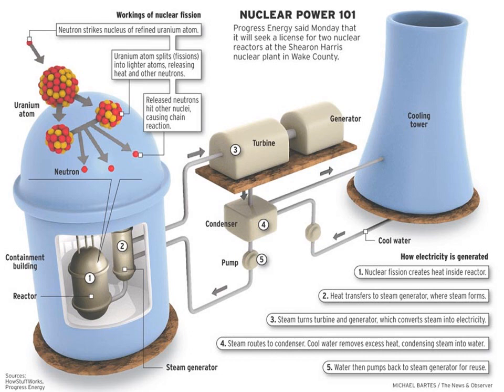Here we have a diagram depicting how a nuclear reactor actually works. As we can see in number 1, we have nuclear fission occurring inside the nuclear reactor. At number 2, we have the heat transferred to the steam generator where steam forms and is then sent to the steam turbine where electricity is generated. The steam routes to the condenser, where the cool water removes excess heat and turns the steam into water. The water is then pumped back into the generator for reuse.